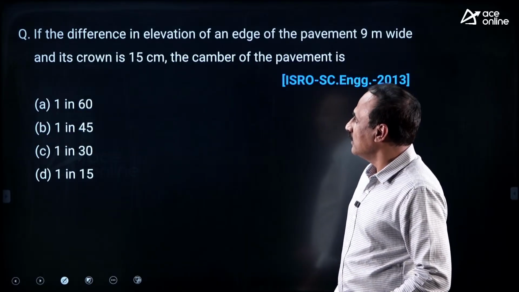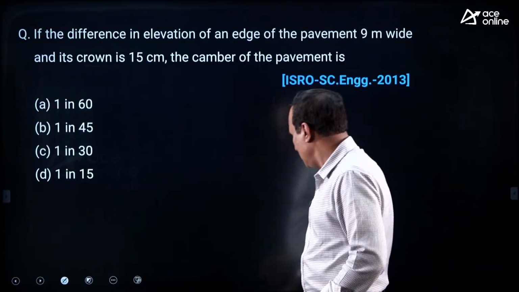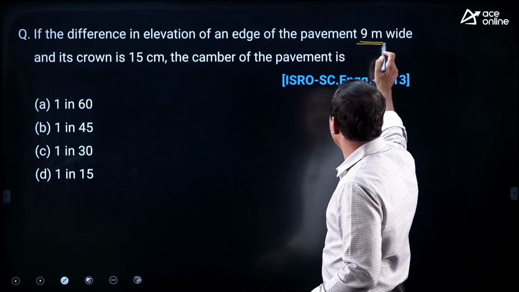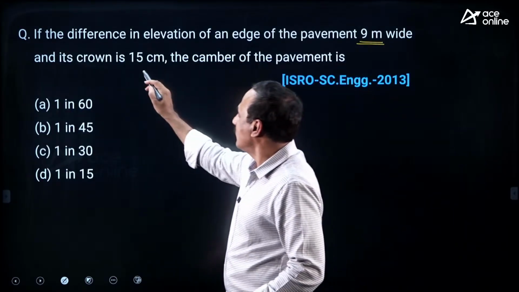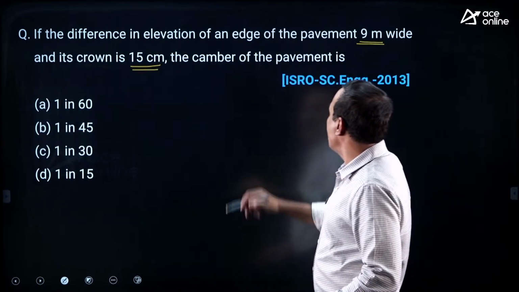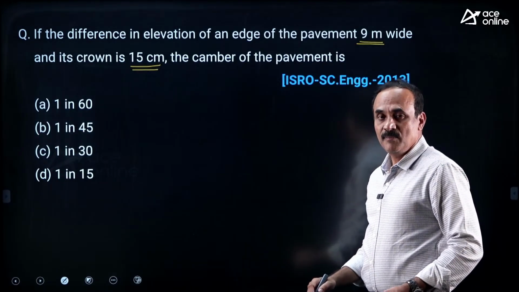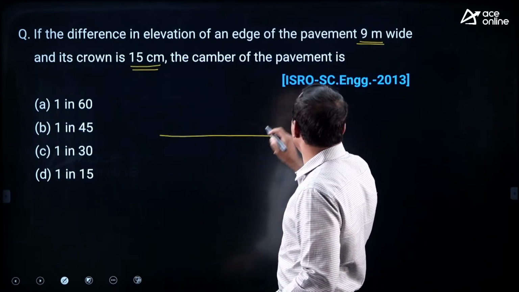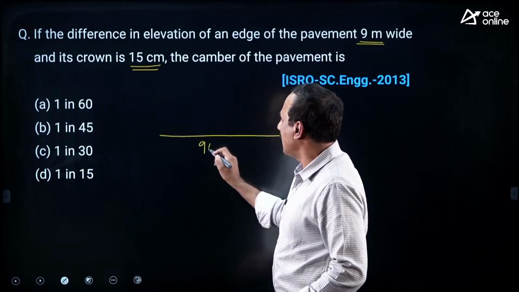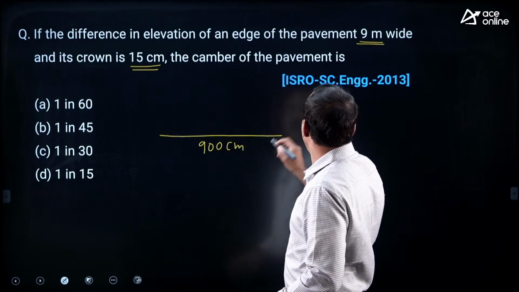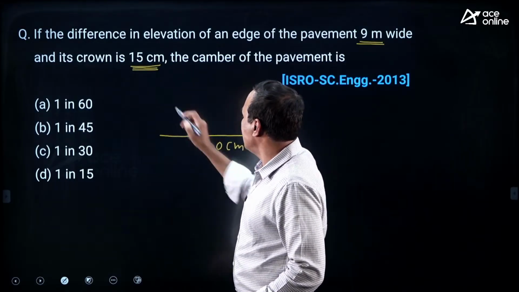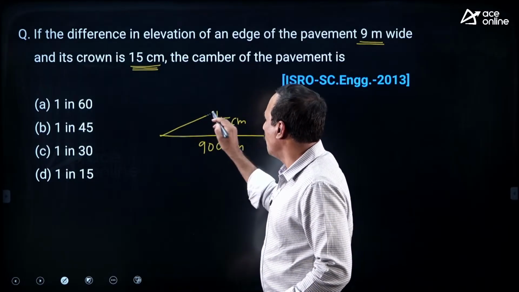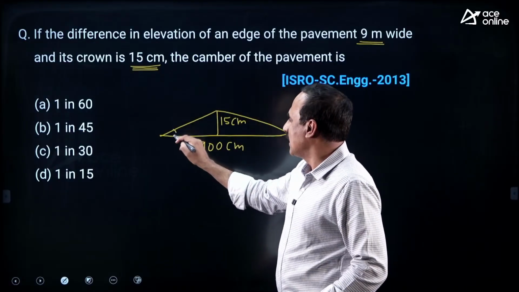Now, come to this question. If the difference in elevation of an edge of the pavement 9 meter wide and the crown is 15 centimeter, the camber of the pavement is. Camber is a cross slope, that you know. So, what is the width of the pavement? 9 meter wide. 9 meter means 900 centimeter, and the crown is 15 centimeter height. The slope they are asking you, this angle they are asking you.